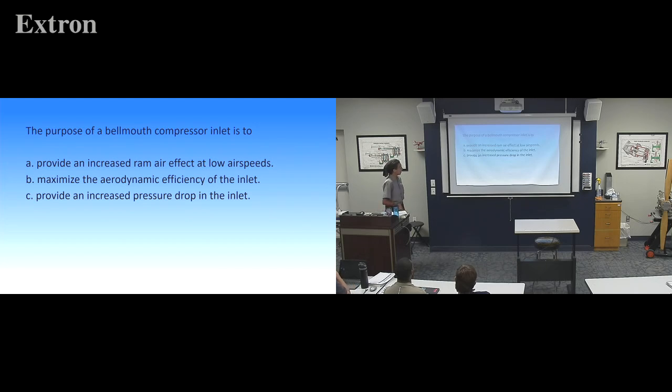So therefore, Charlie, the purpose of a bell mouth compressor inlet is to provide an increased ram air effect at low air speeds, or maximize aerodynamic efficiency of the inlet, or provide an increased pressure drop in the inlet. Which one? How many would agree? Oh, hey, you got some agreement. What other answers? Bravo. Bravo.